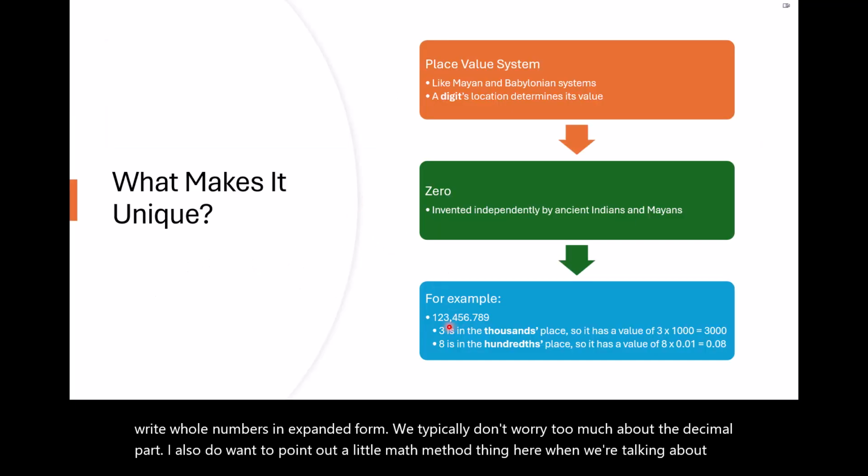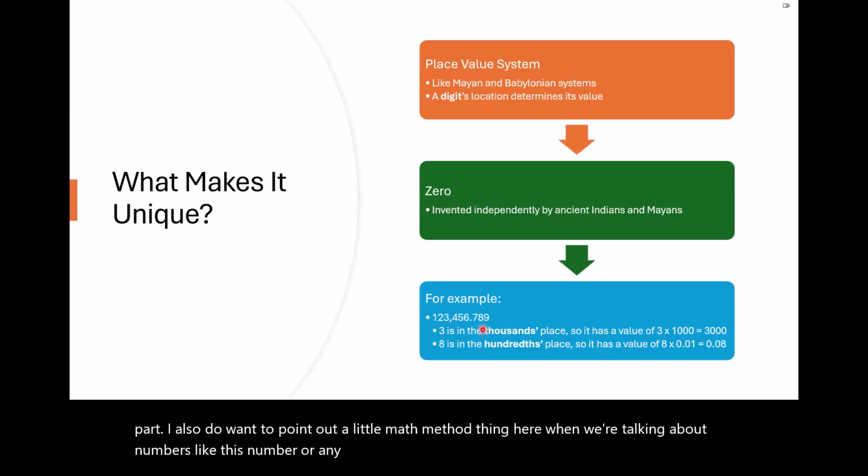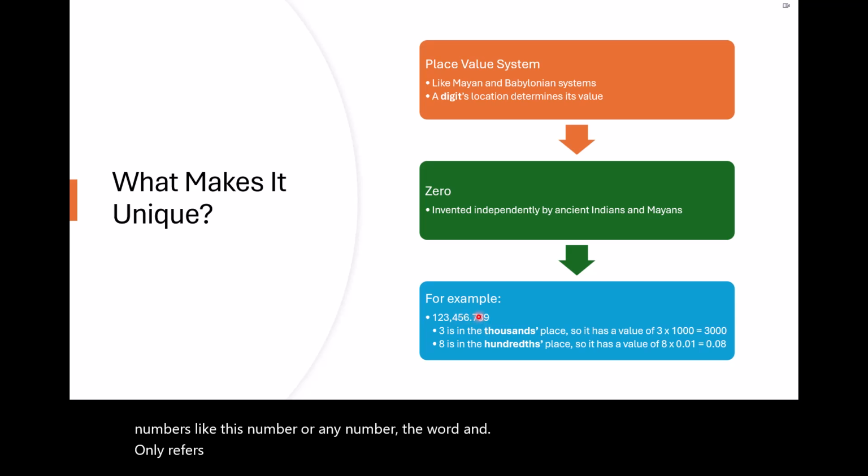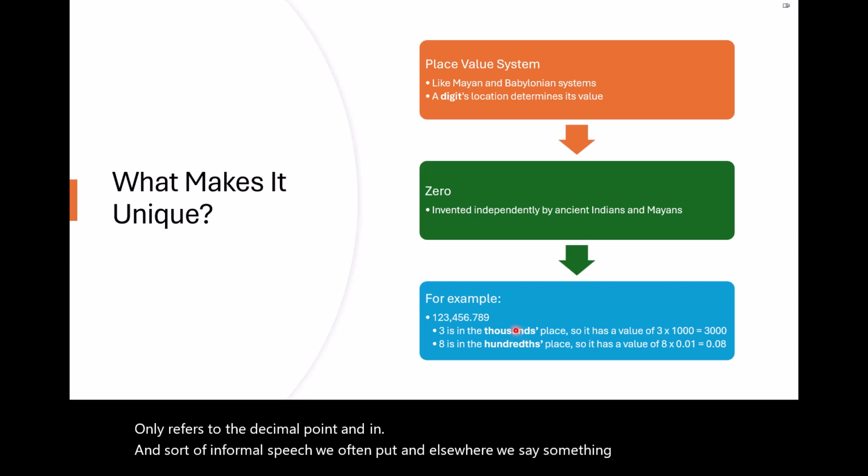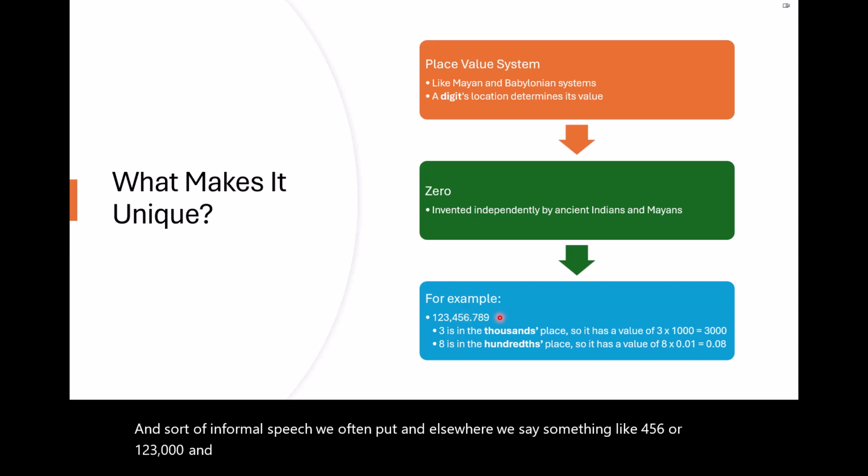I also do want to point out a little math methods thing here when we're talking about numbers, like this number or any number. The word "and" only refers to the decimal point. And in sort of informal speech, we often put "and" elsewhere. We say something like 456 or 123,456. We put "and" in different places. But in math, "and" refers to the decimal point.